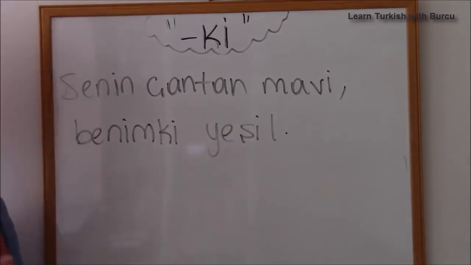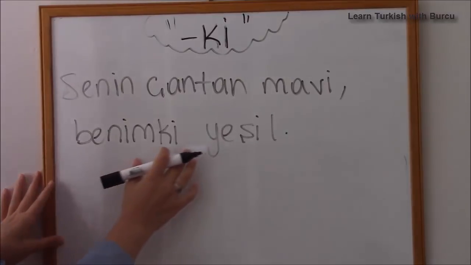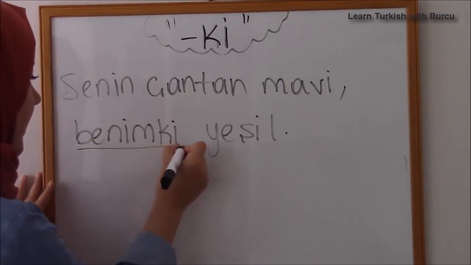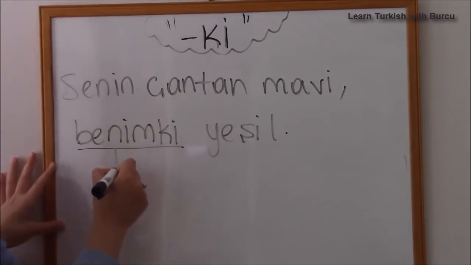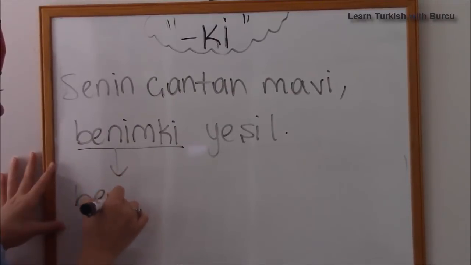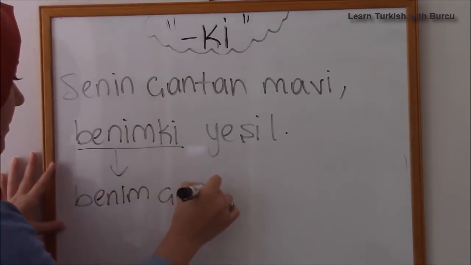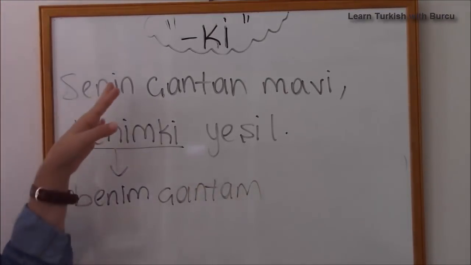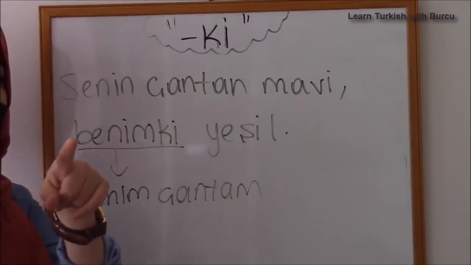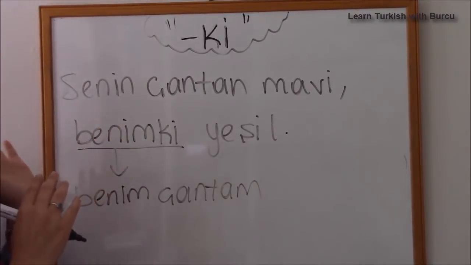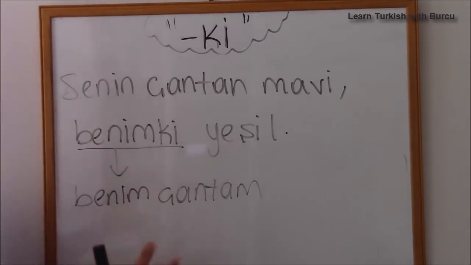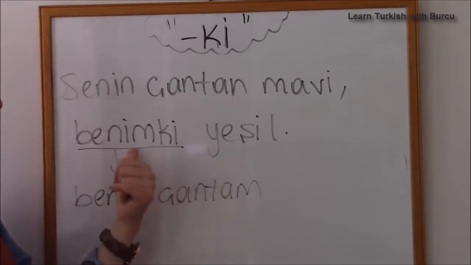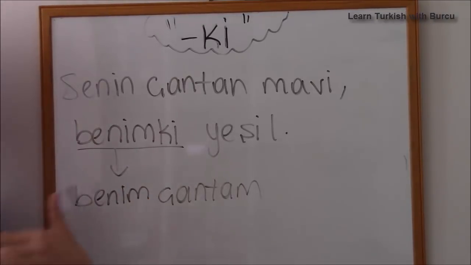So, as I told you before, the function of the word here, benimki, it means that benim çantam. In this sentence, first I talked about you, okay? And then I talk about myself, okay? I talk about my bag, but I don't repeat it. Instead I say benimki, which means actually benim çantam. This indicates that I talk about my bag, okay?